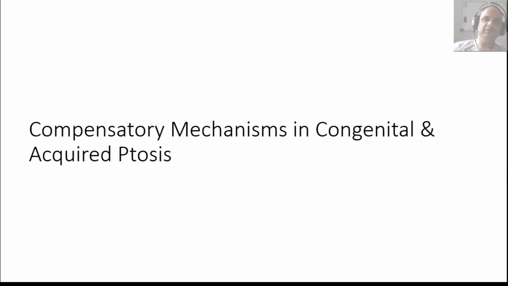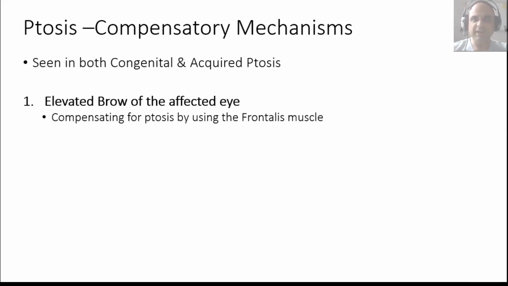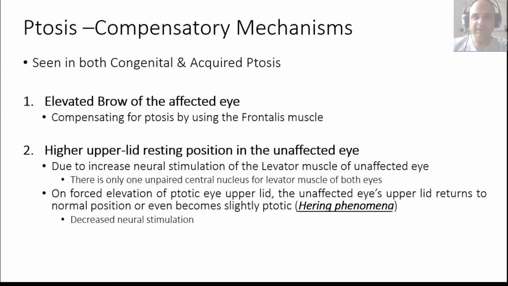So for both congenital ptosis and acquired ptosis, there are certain things that the patient can do involuntarily at times to improve the ptosis. We saw some here as an example of acquired ptosis where the patient was using his brow to open the lid with the frontalis muscle, which was manifested by a raised level of the brow. So that is the first compensatory mechanism, elevation of the brow. That is because the frontalis muscle is being used to open the eye. The other is, very interestingly, a high resting upper lid in the unaffected eye.